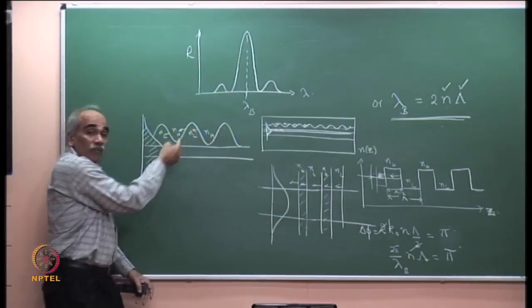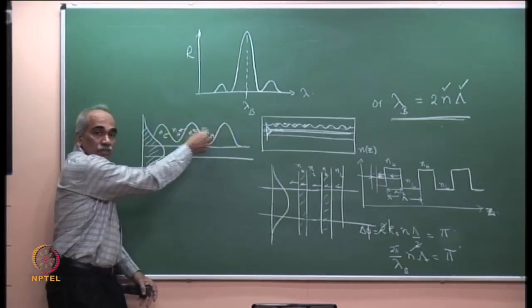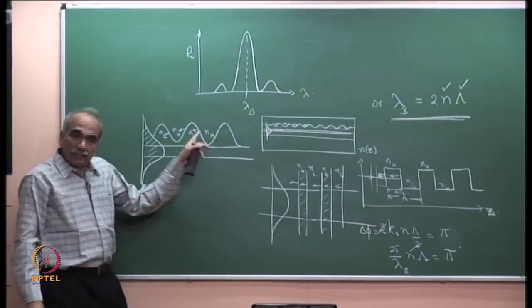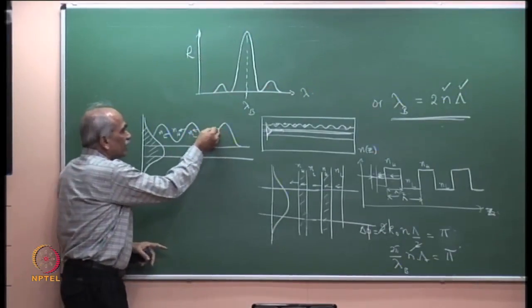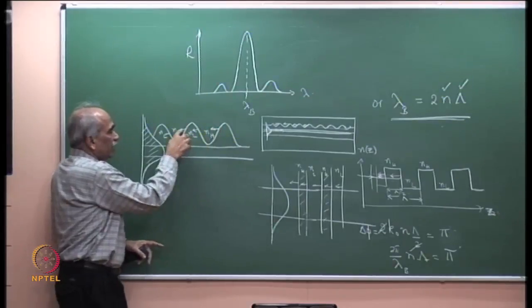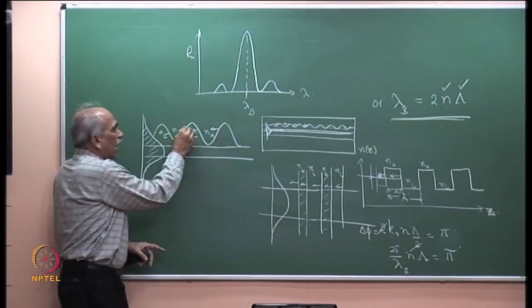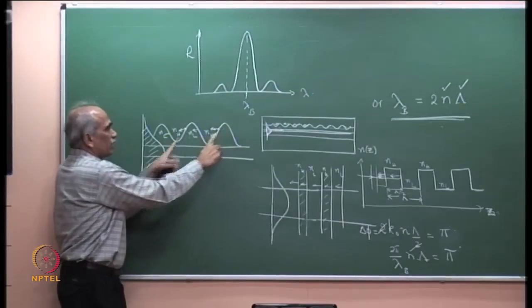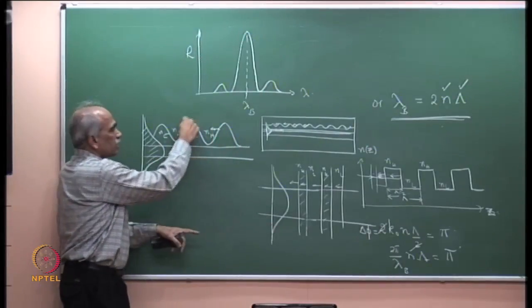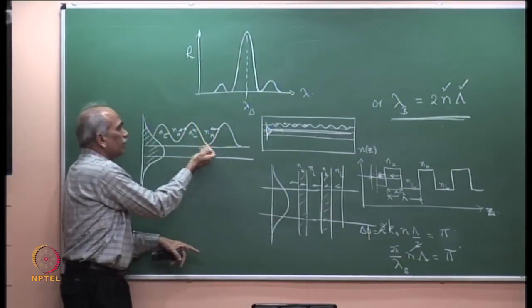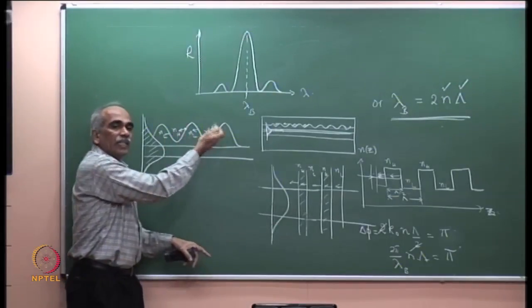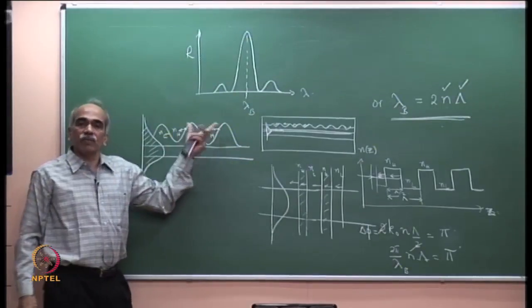Why is it suffering reflection? Because it sees interfaces. The condition in this case is on the phase difference between identical phase points; this is one wavelength. This is a phase grating. A grating is a structure where there is either refractive index variation or transmission variation.